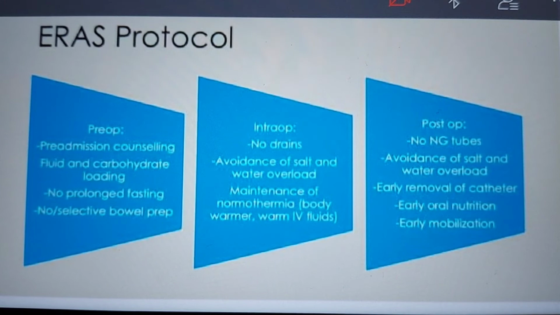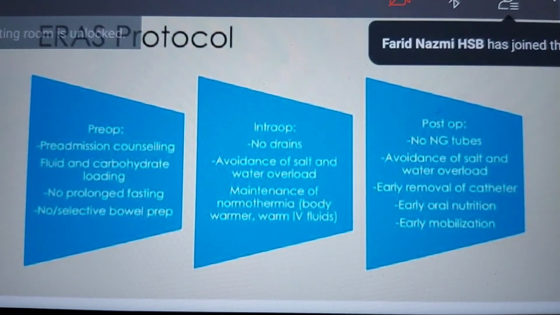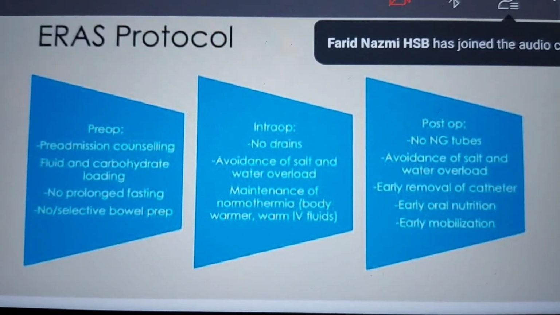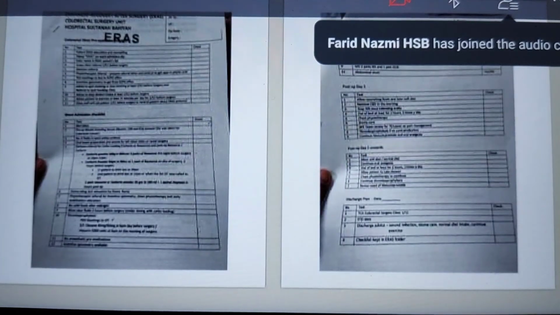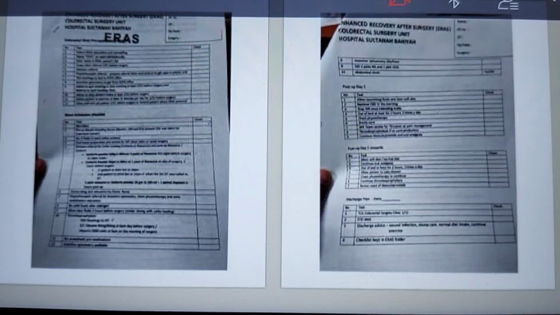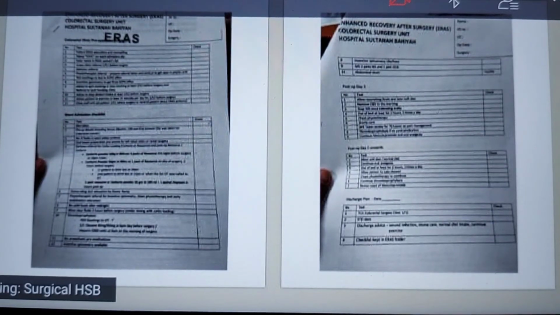And post-op, we expect no nasogastric tubes, avoidance of salt and water overload, early removal of catheter, early oral nutrition, and also early mobilization. So this is an example of the ERAS protocol used in the colorectal department. As I mentioned just now, we have also covered it until the discharge plan itself. So we can see this in our ward mostly.